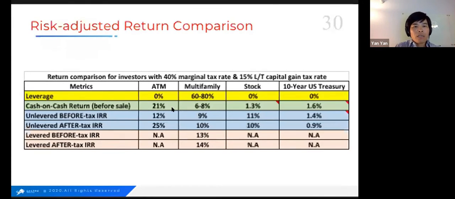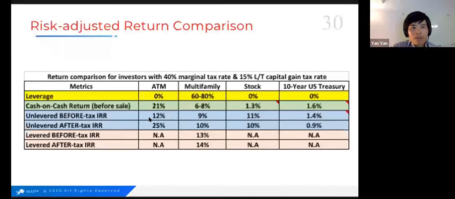Cash-on-cash return, as I explained, so for the ATM deal, the cash-on-cash is 21%. You can get your money back quickly, within 4 years, 5 years. Multifamily, before the final sale, is usually 6 to 8%, although right now I think it's becoming lower and lower. So it's a sign of late cycle. Stock, you get a 1.3% dividend. Treasury, you get a 1.6% coupon.